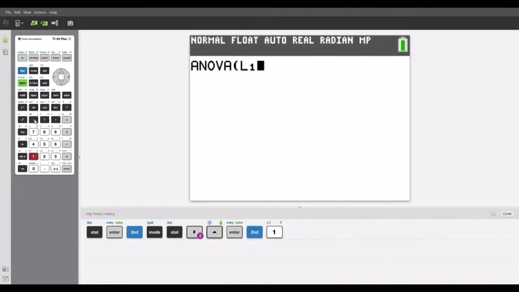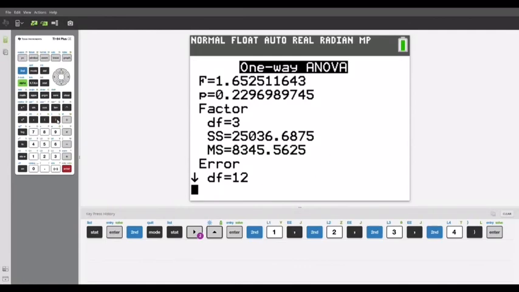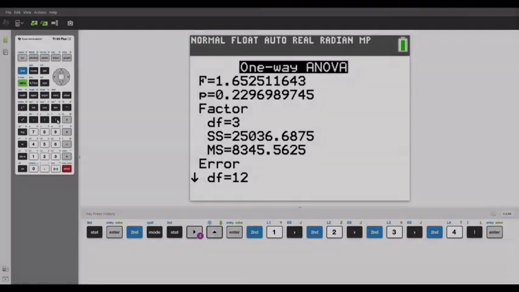In the Anova test, you need to list L1, L2, L3, and L4 because we have 4 sets of data in here. So second 1 for L1. You have a comma button. Second 2 for L2, comma. Second 3 for L3, comma. And then second 4 for L4. Close your parenthesis. Select enter. And you are going to get a test statistic along with a p-value.